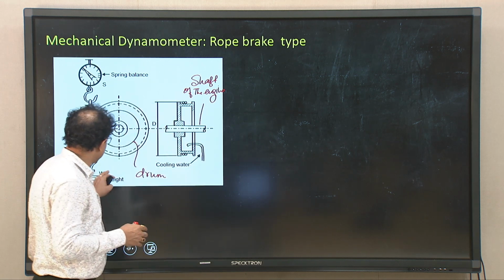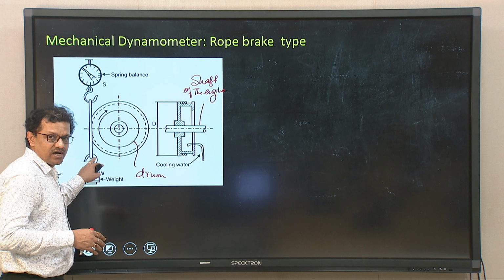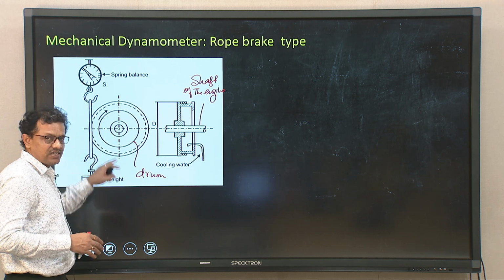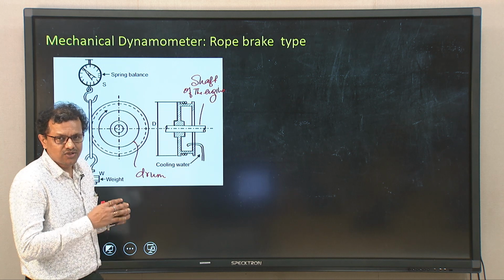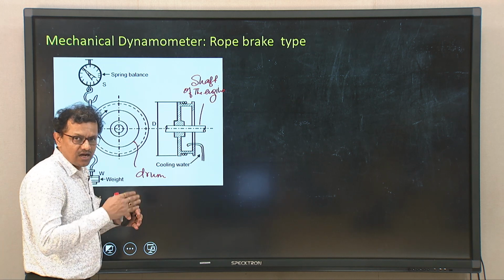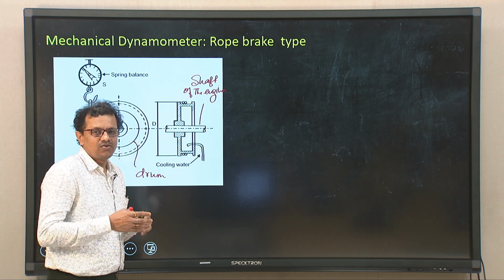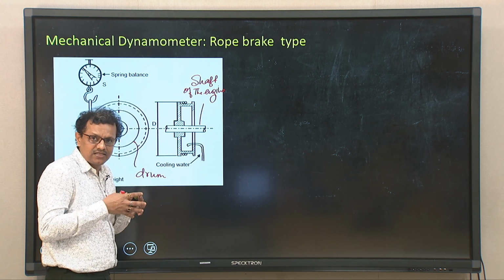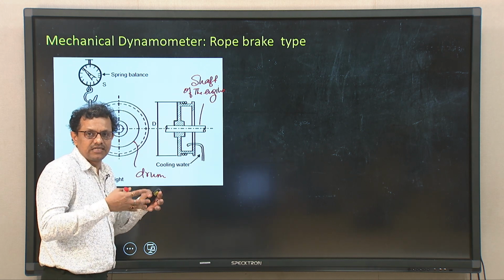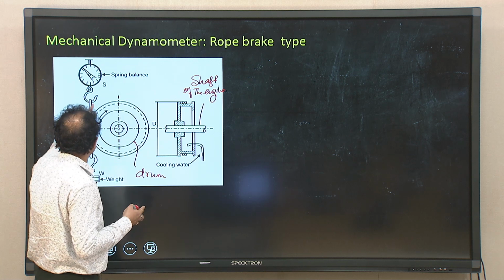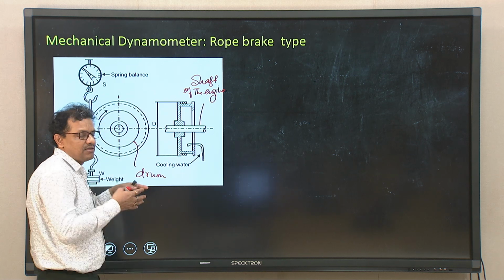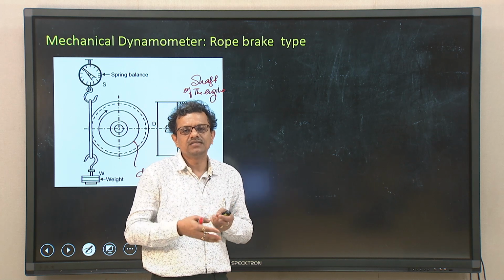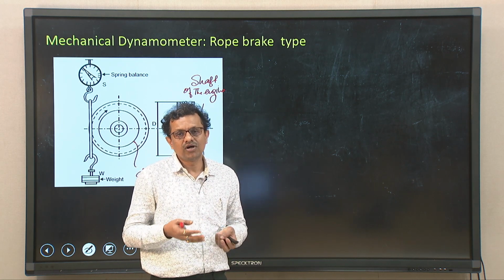Now, if we give some load on one end of the rope, that will create some frictional resistance between the rope and the outer periphery of the drum, and that frictional effect will absorb energy, and that is why it is an absorption type. Depending on the load from the spring balance, which is a calibrated spring, we can measure the power output of the engine.